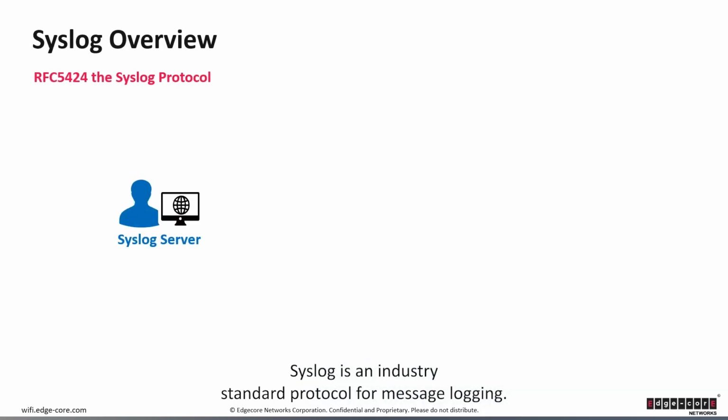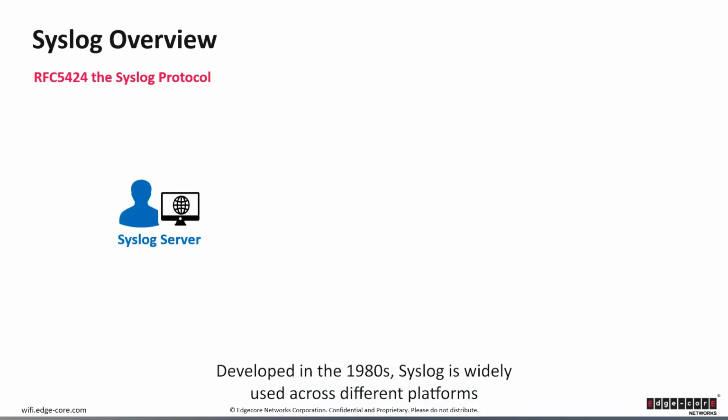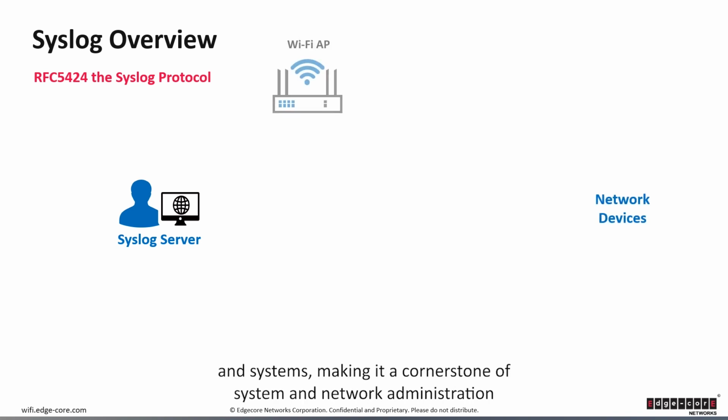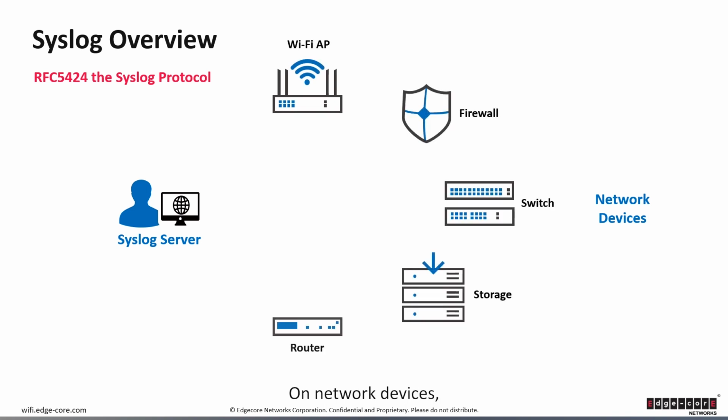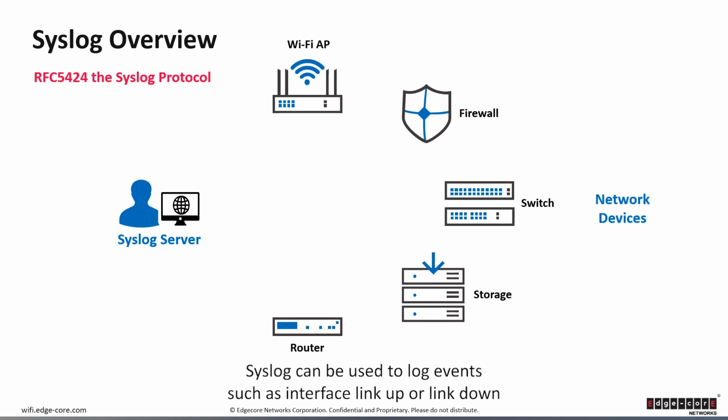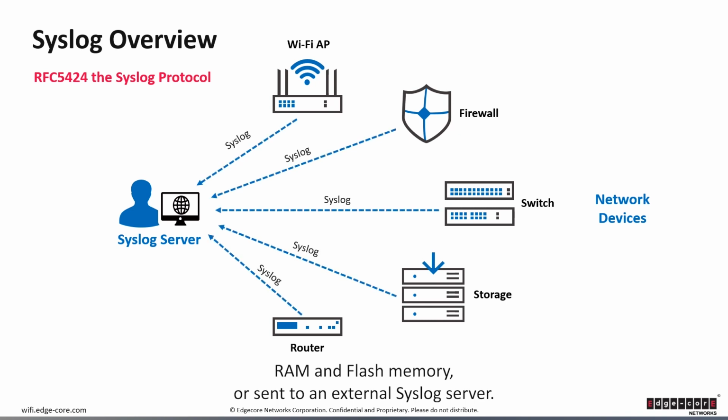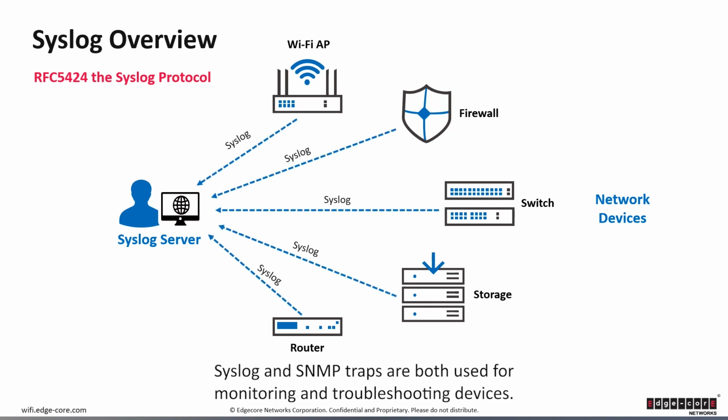Syslog is an industry standard protocol for message logging. Developed in the 1980s, Syslog is widely used across different platforms and systems, making it a cornerstone of system and network administration. On network devices, Syslog can be used to log events such as interface link up or link down, changes of spanning trees topology, user login or login out, etc. The messages can be displayed in CLI, saved in the device's RAM and flash memory, or sent to an external Syslog server. Syslog and SNMP traps are both used for monitoring and troubleshooting devices.